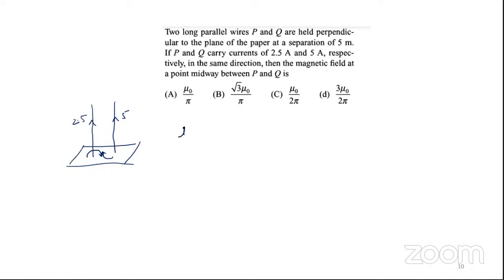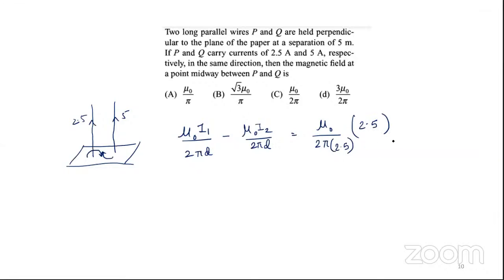So the difference will be mu naught I1 upon 2 pi d minus mu naught I2 upon 2 pi d, that is mu naught upon 2 pi, and d is the midpoint, which is 2.5, and difference in currents is 2.5. So my answer will be mu naught upon 2 pi.